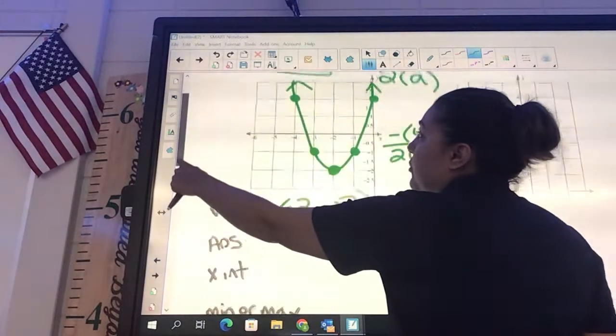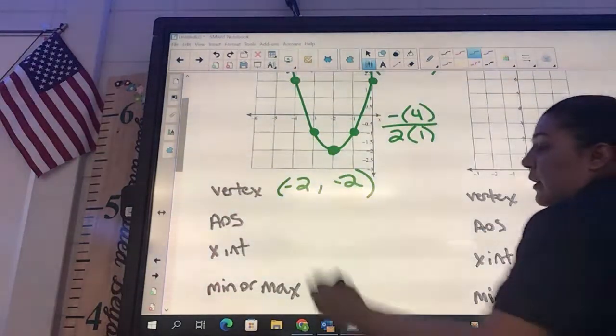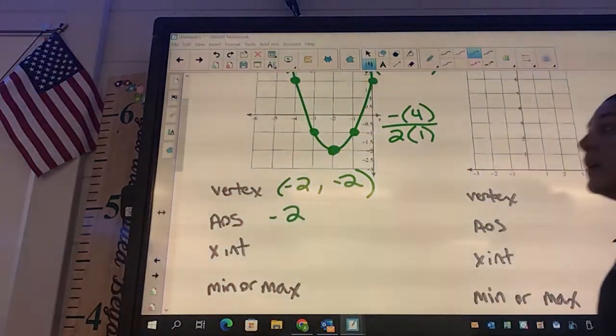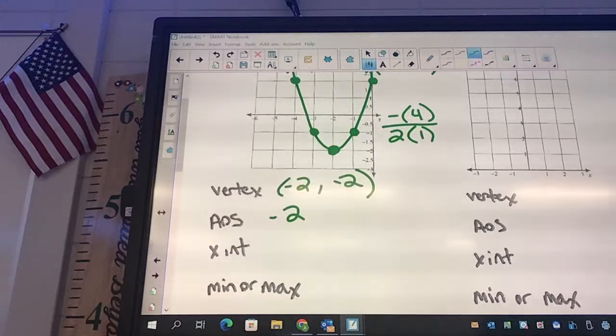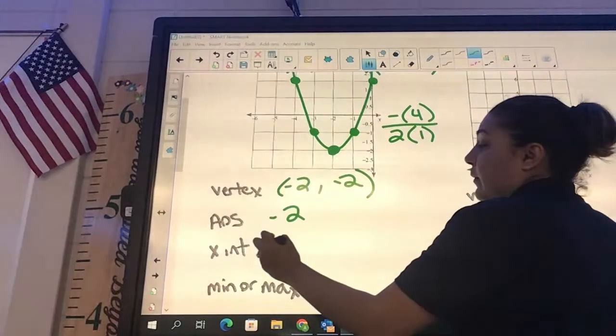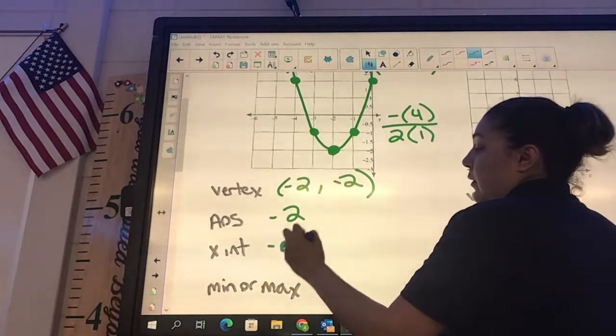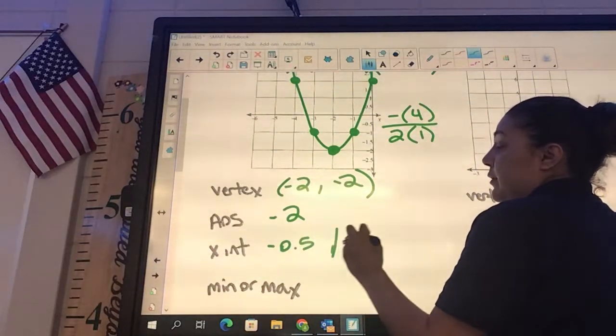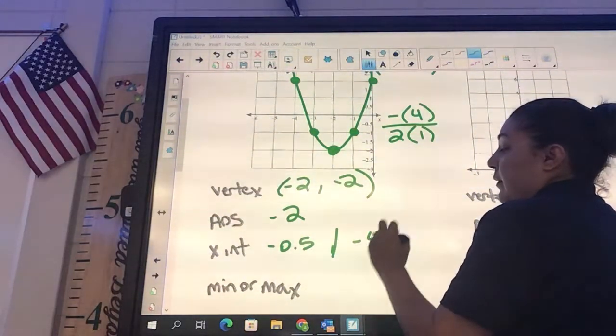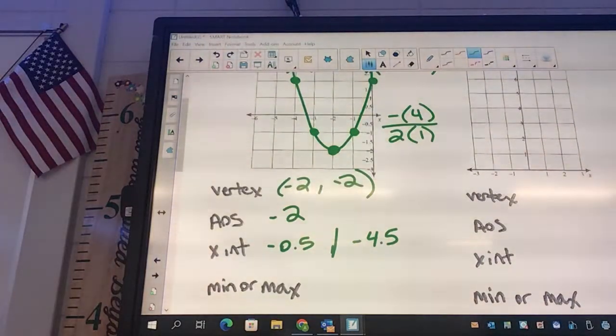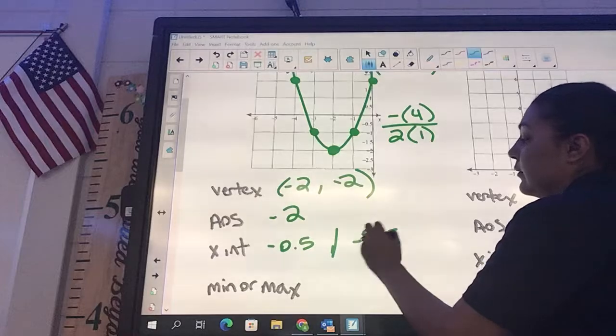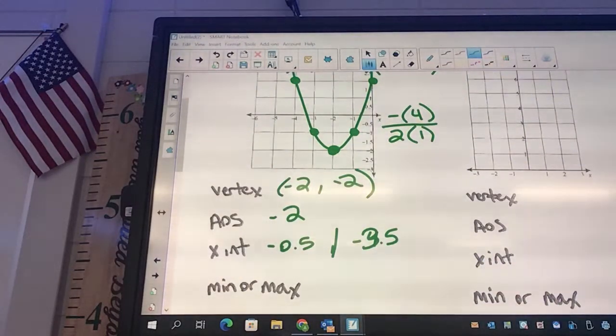What's our axis of symmetry? Negative 2. X-intercepts. Okay, yes, but make sure you say negative. Huh? 3.5? Yes. Thanks. That's why I don't take his word for it. Anyway. Min or max? Min.